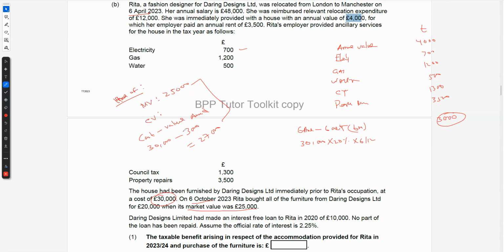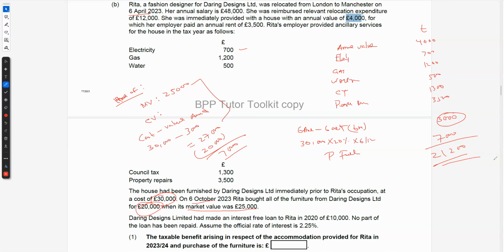So we need to pick the higher one. And from here, we need to see how much she paid. So she paid 20. The asset value was 27, but she paid 20, so she gets a benefit of 7,000. And that's the taxable benefit. So the purchased furniture benefited her 7,000. Now we'll add all of this: 7,000, 3,000, 3,500, 1,300, 500, 1,200, 700, 4,000, and that will give us 21,200.